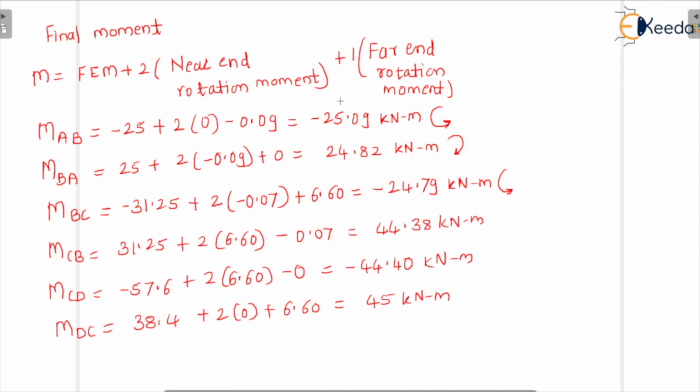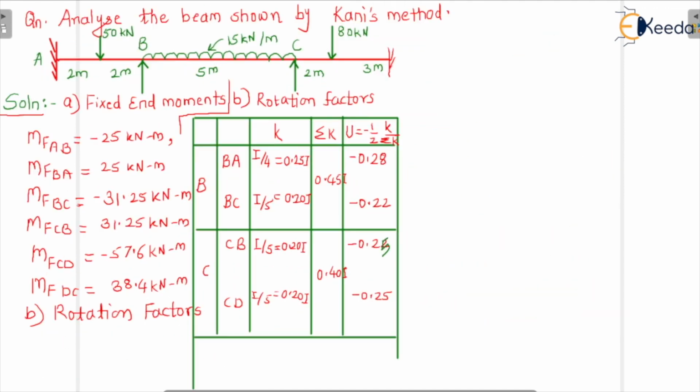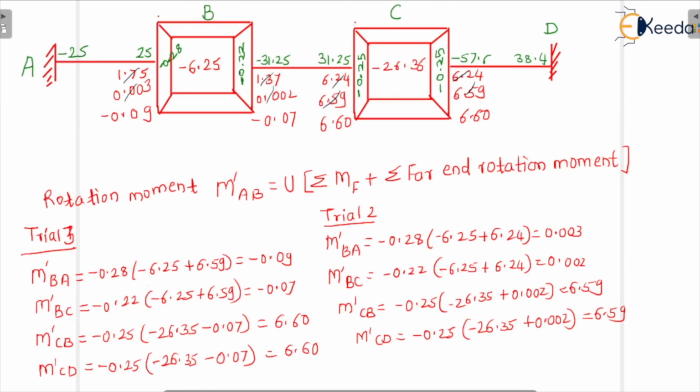Once we get this moment, you can again reflect it on the beam and then draw the shear force and bending moment if it is asked in the question. So this is the way we analyze a beam. Remember the steps: first we calculated the fixed end moments. Once we are done with the fixed end moments, we calculated the rotation factors. Once we are done with the rotation factors, we draw this very important box. You should know how to draw this box.